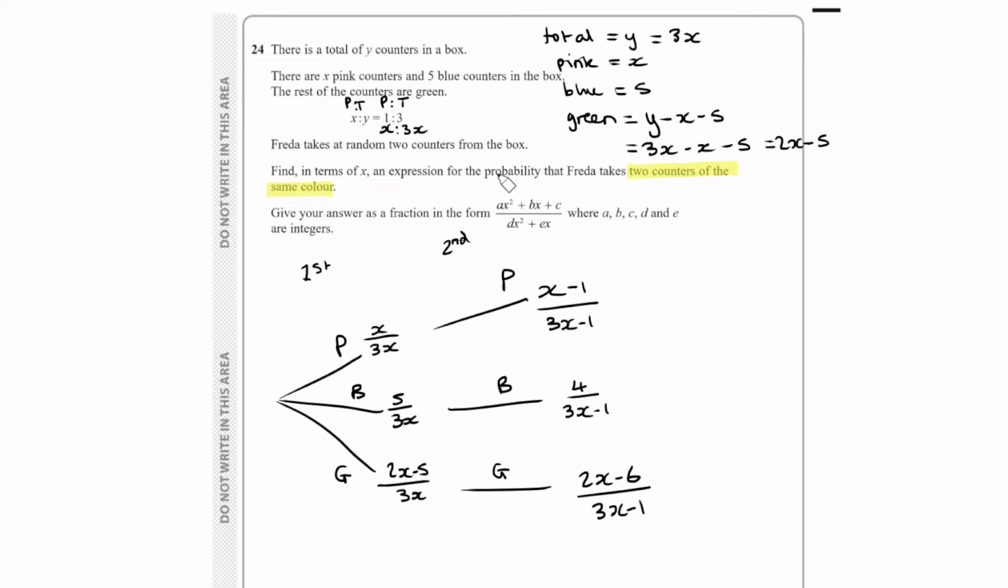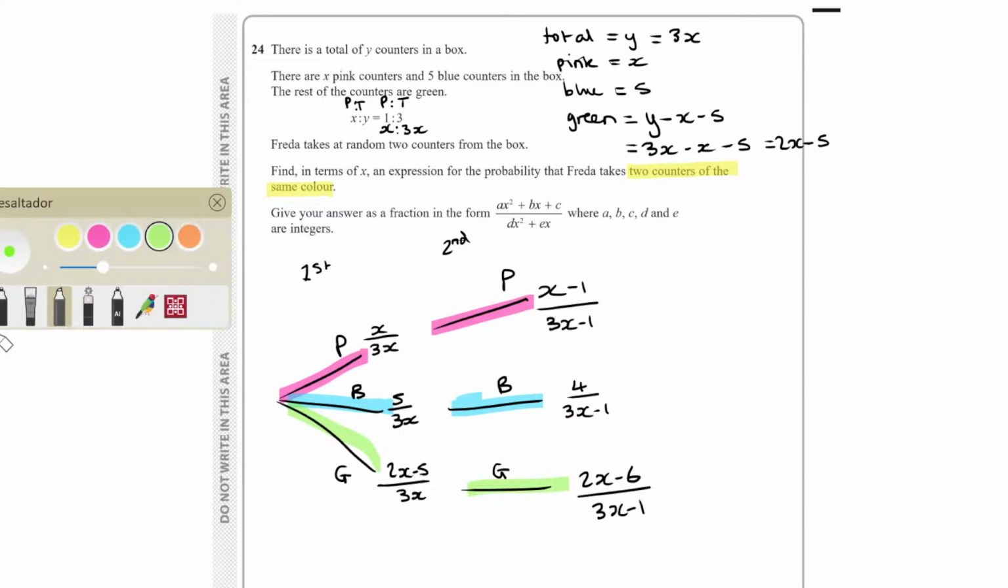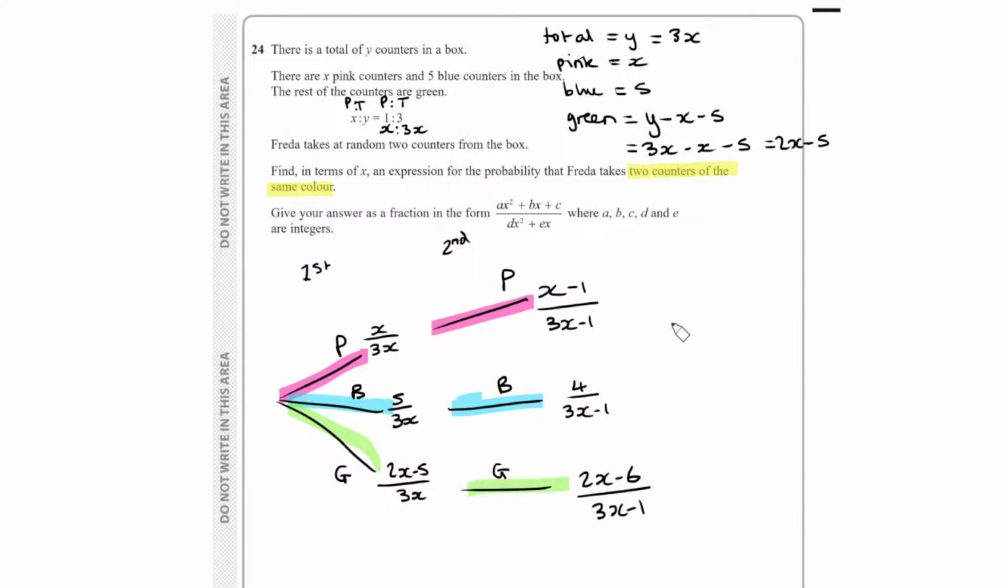So for Frida to get 2 counters of the same colour, you have to highlight all the options, don't you? It could be that she gets both pink. It could be that she gets both blue. Or the third option is it's both green. So when we work out probabilities with a probability tree, you always multiply between the branches, don't you?